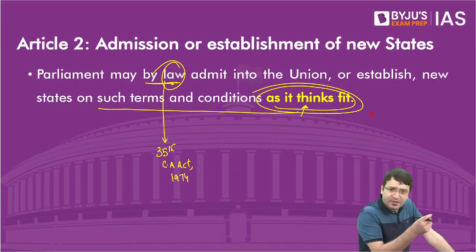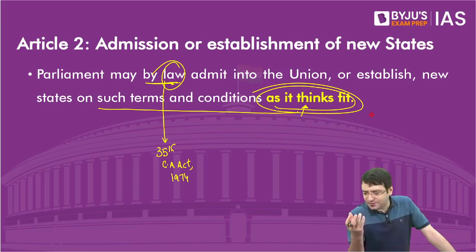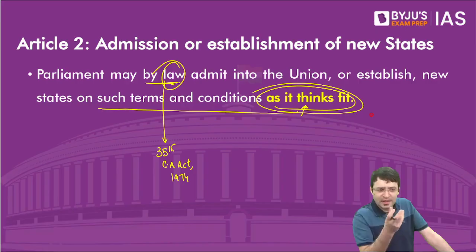In 1974, Sikkim was admitted as an associate state. Although the Constitution had a provision that we can have states or union territories or acquired territories, a novelty was introduced. A new thing was introduced when Sikkim was made an associate state.